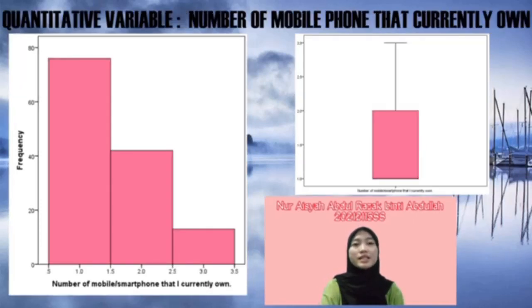And the next one is the number of mobile phones that a student currently owns. The two figures represent the histogram and box plot for this variable respectively. From the histogram, we can see that the distribution is skewed to the right. The minimum value of the number of mobile phones that currently own is 1 and the maximum value is 3. However, from the box plot, we can see that there are no outliers present in this variable.